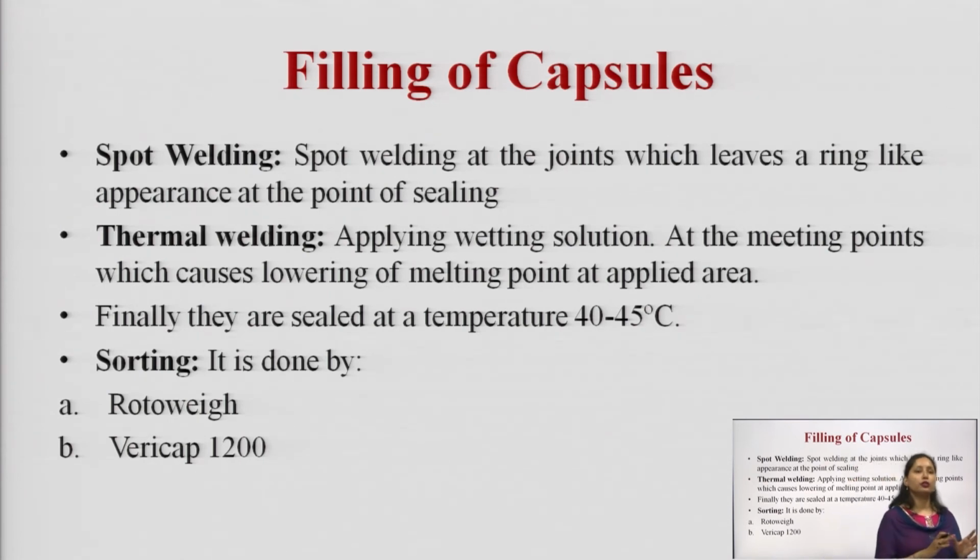Next is sorting. Sorting is done to remove the underweight or the overfilled capsules, and it is done with the help of 2 machines, that is Rotovec and the Varicap 200.